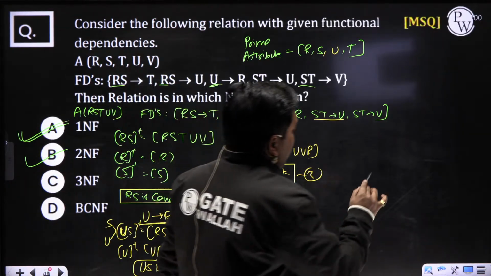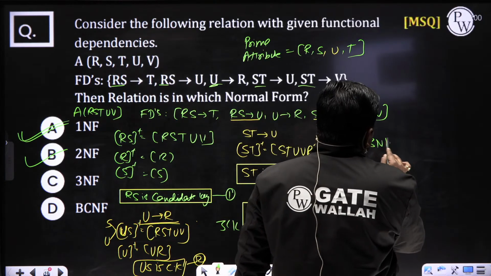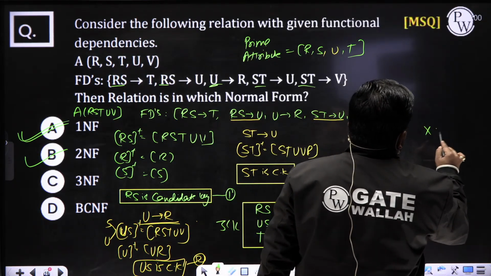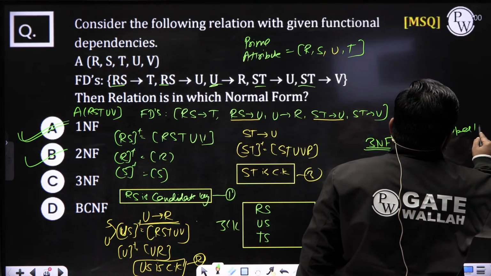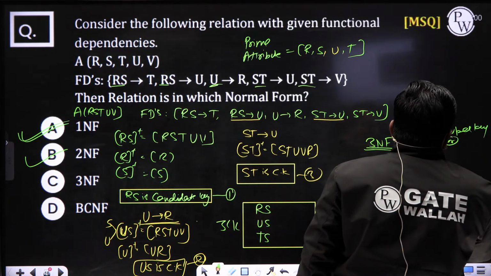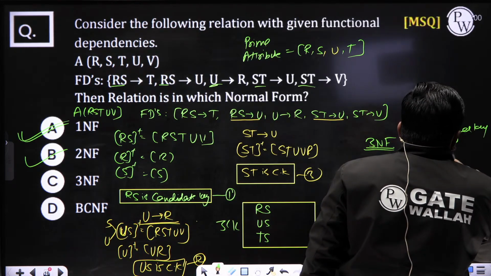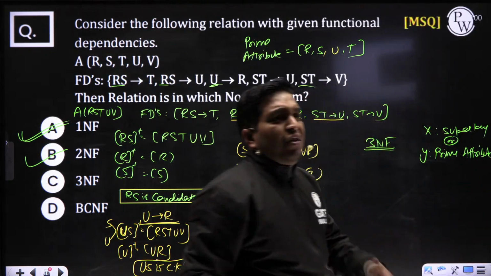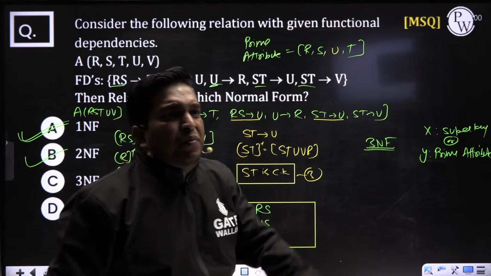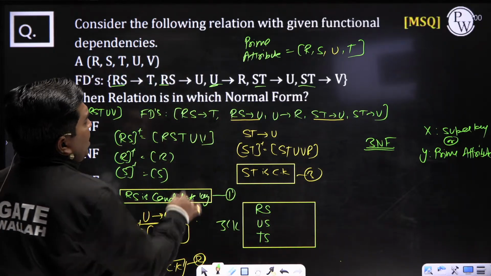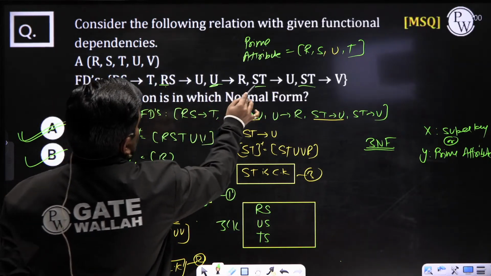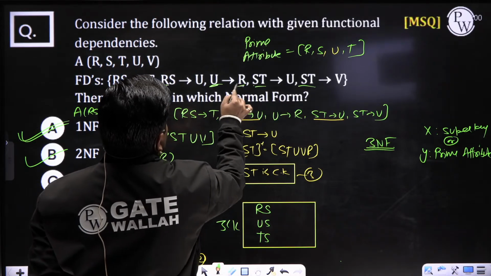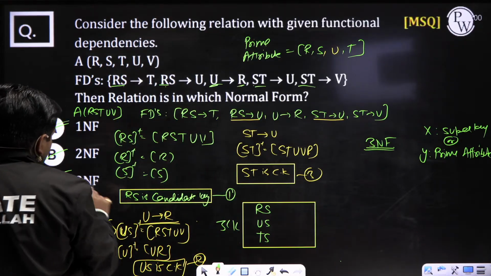Now check for 3NF. What I told for 3NF: either X is a super key or Y is a prime attribute. How simple it is! It is so simple, my dear. Why do you fear? Vijay sir is here. Believe me. So here you can see RS is the super key. R is the prime attribute. It is in 3NF also.